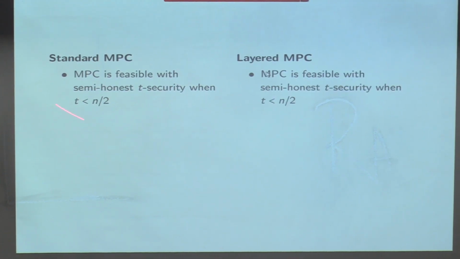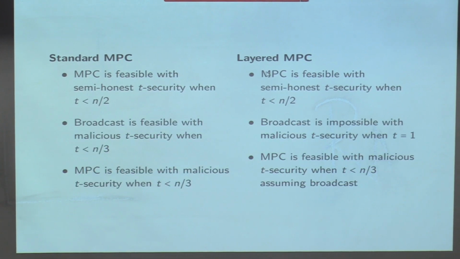Now let's see what the main differences are between standard MPC and layered MPC. In the semi-honest setting, there's more or less no difference. It's easy to get a layered MPC from the standard MPC. You can take the BGW protocol, the classic protocol, and with some slight sanitization of the protocol, you get a protocol in the layered MPC. This is easy to do. Semi-honest means the corrupt parties are not behaving arbitrarily.